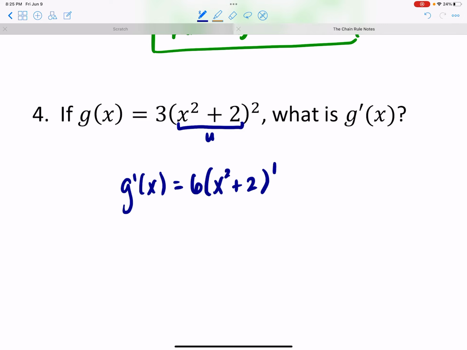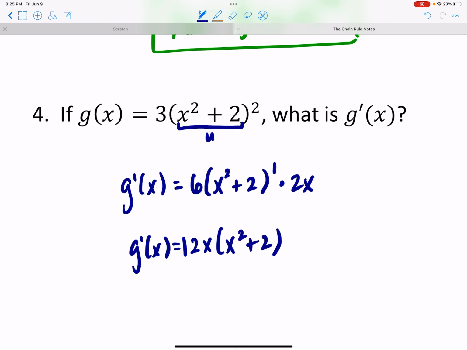Now we're here. So if it was just 3u squared, it'd be 6u, and then we'd replace u with x squared plus 2, so let's just skip that, right? Now we've got to remember, multiply by the derivative of the inner function. So the derivative of x squared plus 2 would just be 2x. And then I can take one more step here, again, because it's easy enough to just multiply. So we're going to make this 12x times x squared plus 2. And again, this is still easy to multiply because this is to the first power.